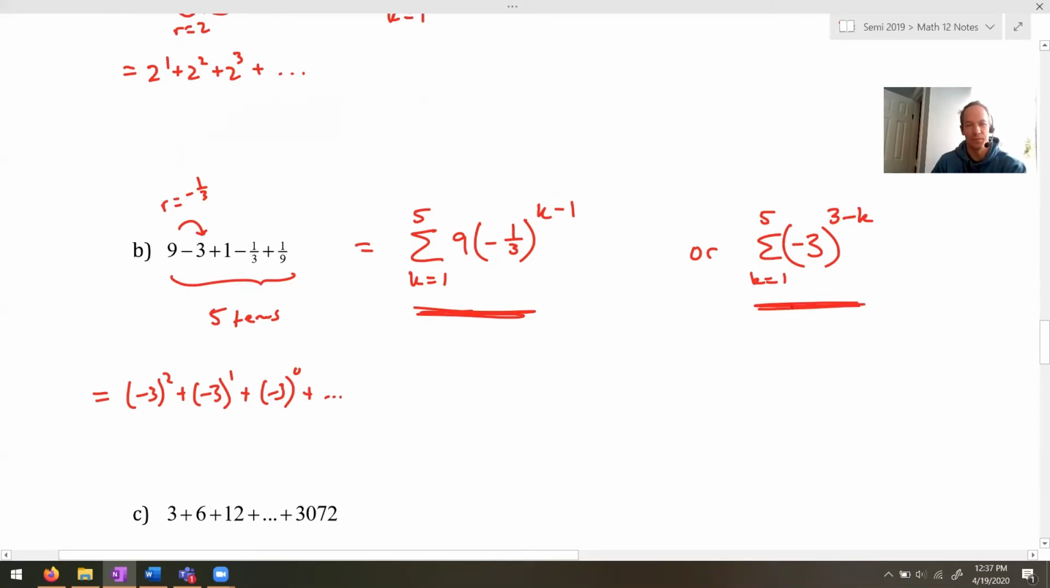Anyway, there you go. One thing I should mention as well, don't you dare try and multiply the 9 in here and write like 9 over 3. That's definitely not going to work. The r value itself is what goes as the base of the exponent.